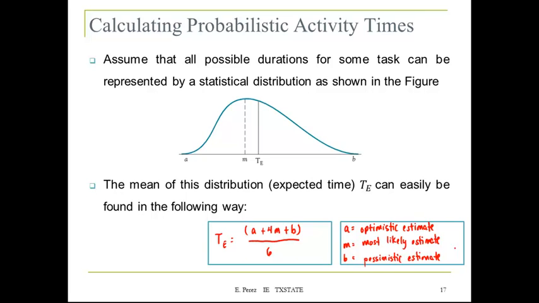This expectation or mean is going to be for this type of distribution, and the shape of the distribution that we are using for this analysis is the beta distribution. The reason we are using the beta is because that distribution is very flexible, so it can take very different shapes and it can accommodate different types of data structures.